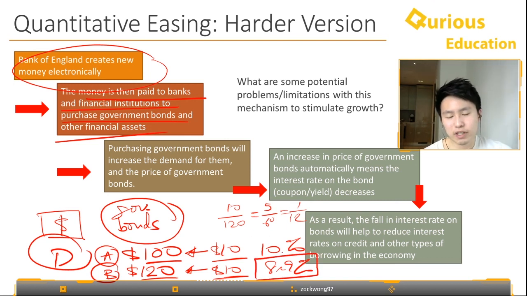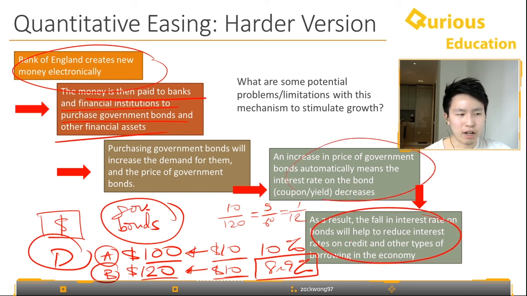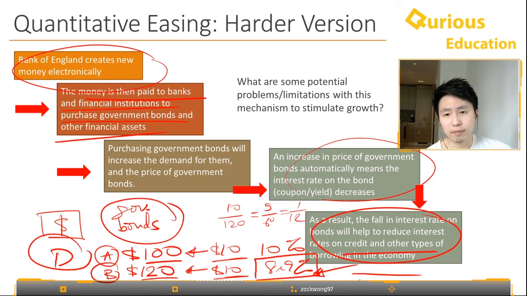And of course, whenever the interest rate is lower, this would stimulate the economy, because a lot of other types of borrowing would depend on the interest rate of the bond. So as a result, because it's now cheaper to borrow from the lower interest rates from bonds and other financial institutions, we would be able to stimulate the economy and increase the level of borrowing and the level of money supply in the economy.